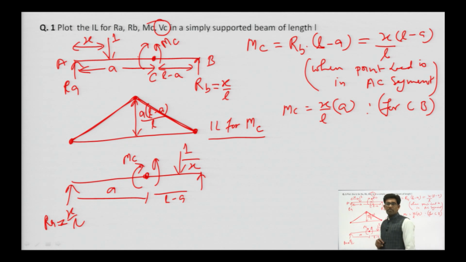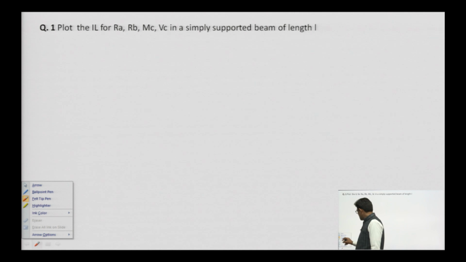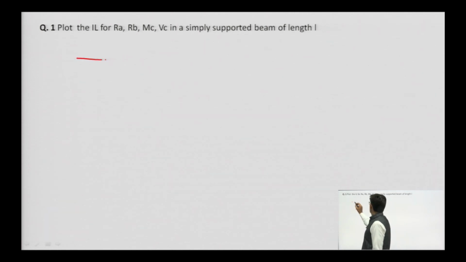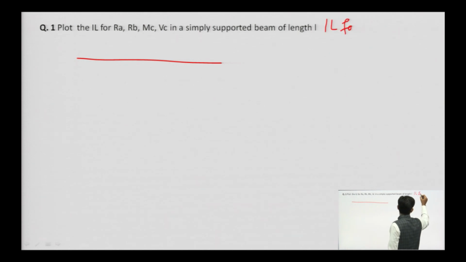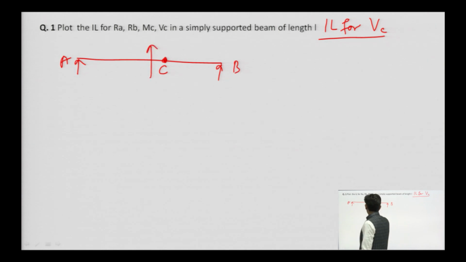Similarly, we can also plot the shear force at the same point. So, let us calculate it. Now we are doing the IL for shear force at point C. So, in this beam, say this point is C, this is A, this is B. The nature of the shear force is this, we know very well.